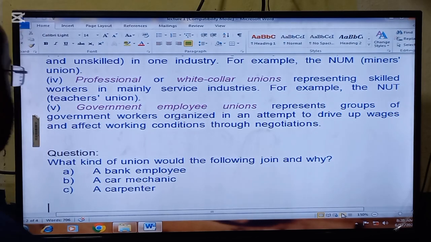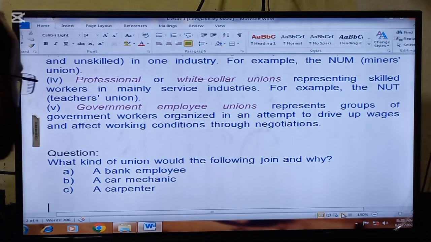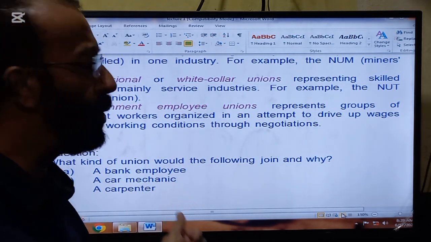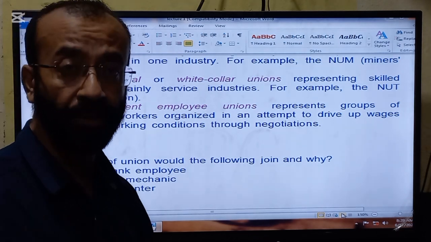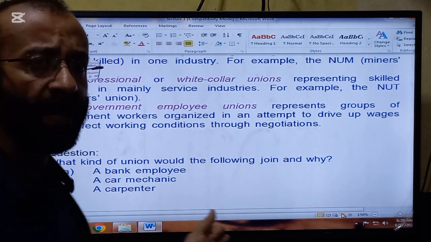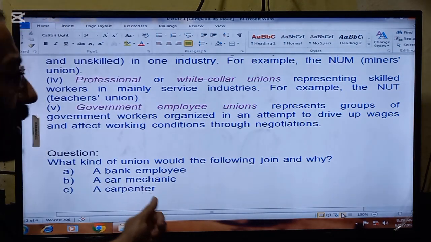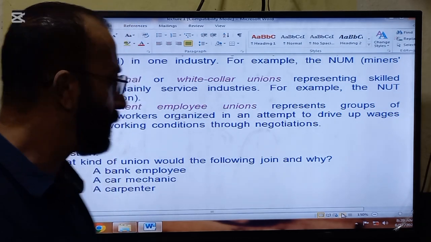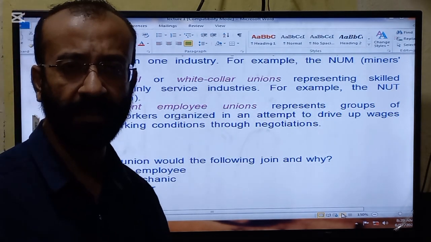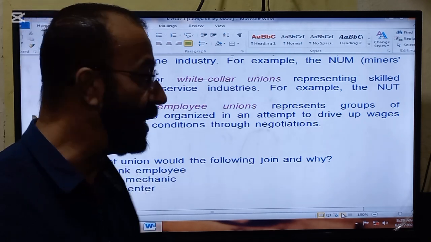Here is a question. What kind of union would the following join and why? A bank employee. Definitely a bank employee will join a white collar union. Next is a car mechanic. A car mechanic is a skilled person, so he will join an industrial union. A carpenter. Carpenter is a skilled union. He may join a craft union.